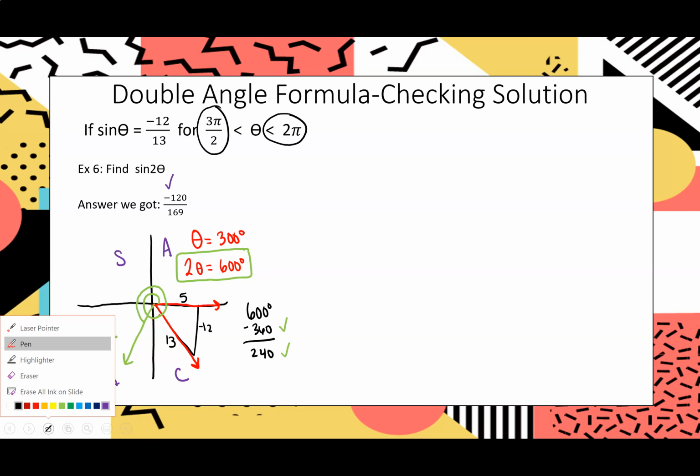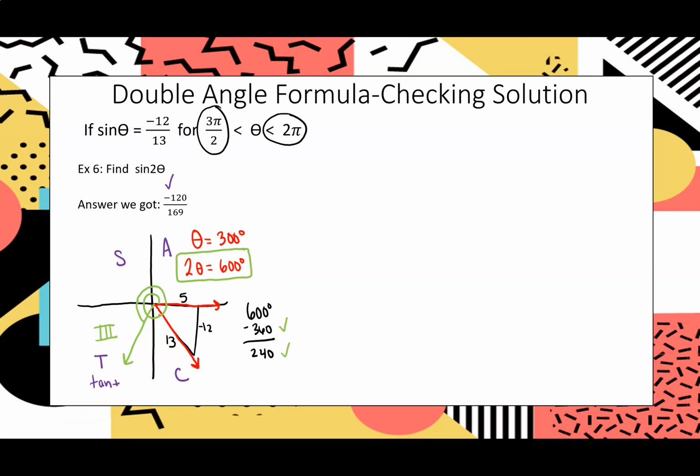All right, let's try to actually get the correct answer and make sure that this is right. Remember, the answer that we got was negative 120 over 169, and it's worth our time to get the decimal version of that. The decimal version is about negative 0.71. If you're wondering how I did that, I just plugged that right into my calculator.